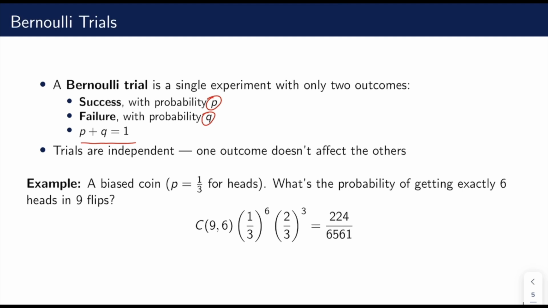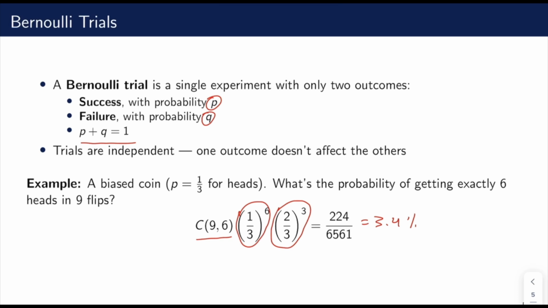Now let's say I flip a biased coin where the chance of heads is only 33%. If I flip it 9 times and I want exactly 6 heads, what's the chance of that happening? First, we'd calculate how many ways to get 6 heads out of 9 flips. That's the combination part right here. Then we multiply by the probability of heads happening 6 times and the probability of tails happening 3 times. We get 224 over 6,561, or roughly 3.4%. So even though getting heads is rare, this gives me the exact probability of that specific outcome.